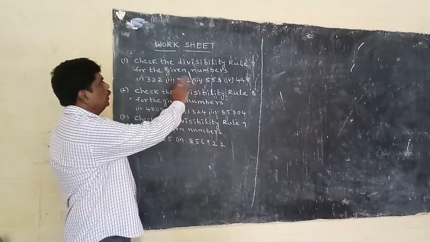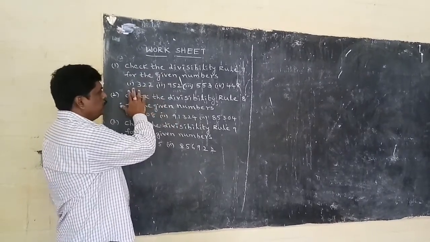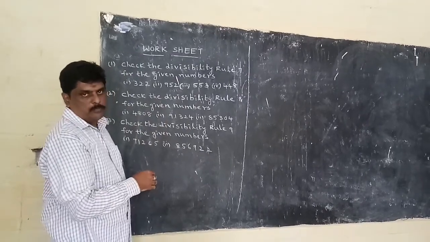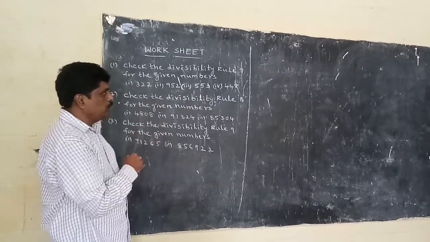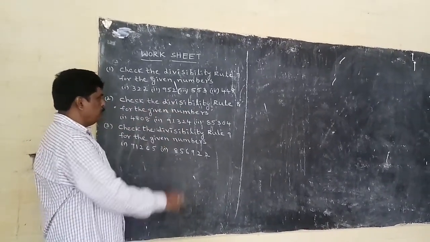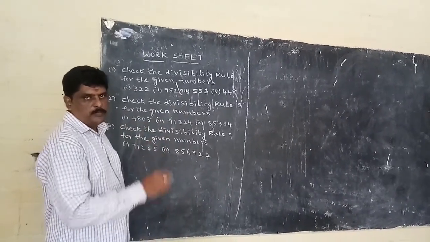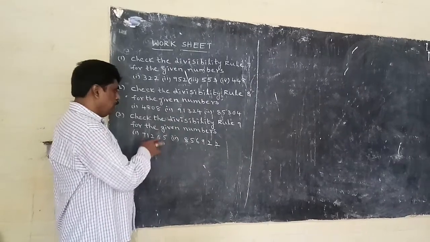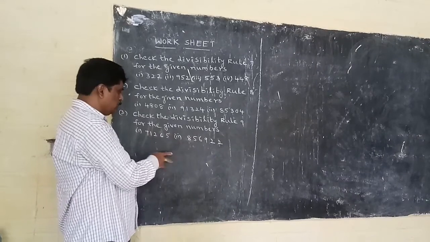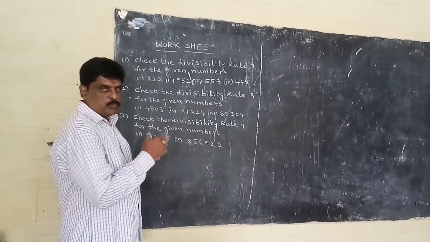In the worksheet for you, the first one is to check the divisibility rule of 7 for the given numbers. Here I have given 4 numbers for you. You have to check the rule for these 4 sums. The second sum is to check the divisibility rule of 8 for the given numbers. I have given 3 sums here. You have to check the divisibility rule for these 3 numbers. The third sum is to check the divisibility rule of 9 for the given numbers. I have given 2 sums here. You have to check whether each is divisible by 9 or not.